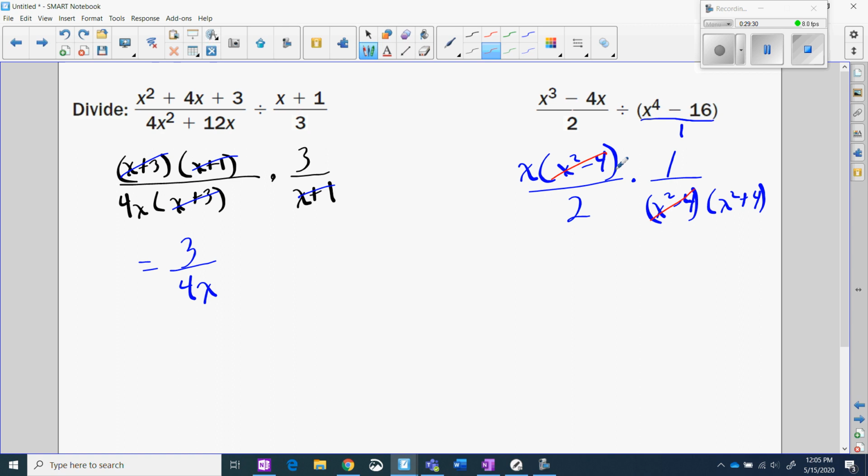Nothing else that will cross out, so that leaves us with an x in the numerator, 2 here, and then this x squared plus 4. Finished. So you can see, if you're good at factoring, and I know some of you may need to work on that, but that's a skill you're supposed to have when you arrive in pre-calc 11, and I'm not saying that everyone's got to be an expert on it. It'll get better as you do more and more.